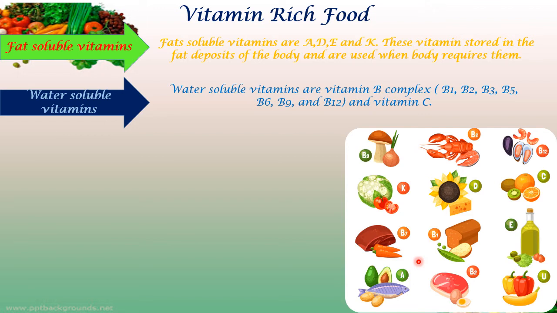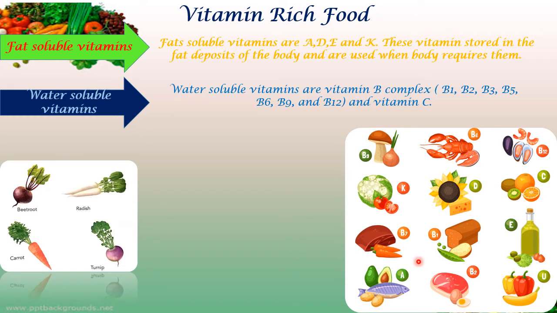So what I will advise is always just try to have the healthy food that includes all the vitamins, so that we can be healthy and we can be away from all the diseases. Just remember these two things: fat soluble ADEK and water soluble. It is B complex B1, B2, B3, B5, B6, B9, and B12, and vitamin C. And all these vitamins have a different name, a different chemical name for it.